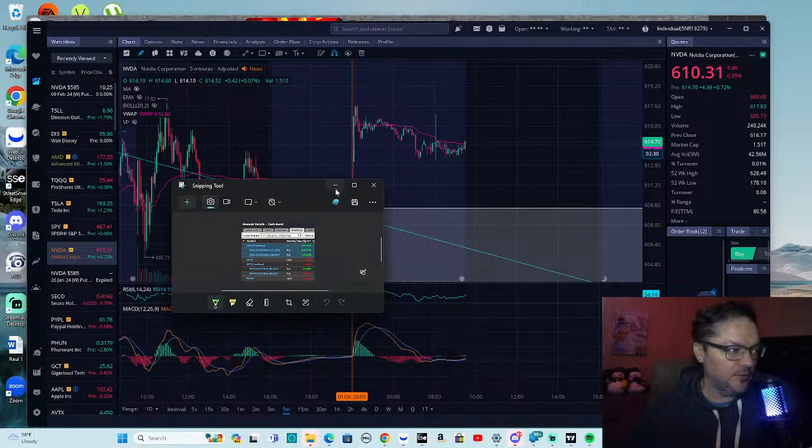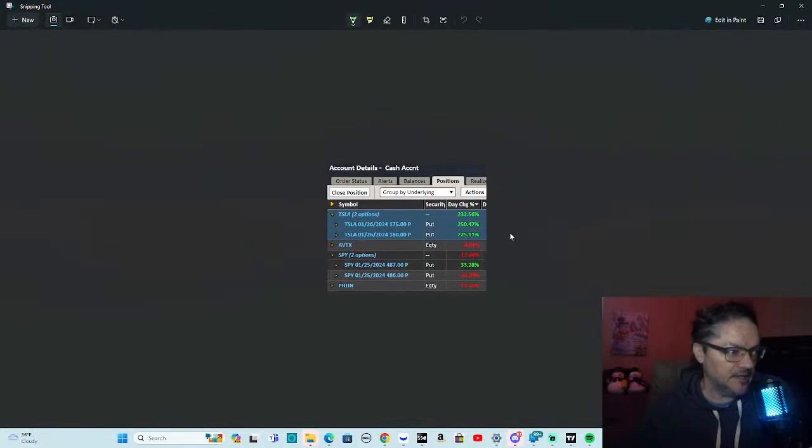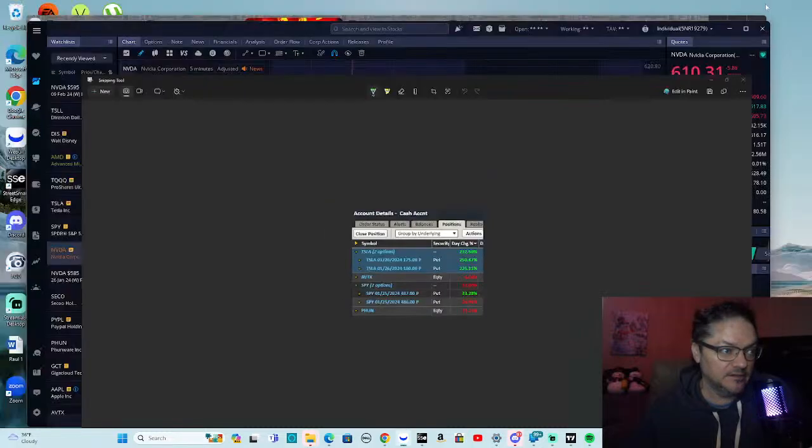And what we're really looking for are gains like this from last week. Tesla, the 180 put 225%, 175 put 250%. This was taken a while ago. It was a real struggle, and the SPY didn't really work out, but that's okay because the Teslas really did. But that's what we're looking for.